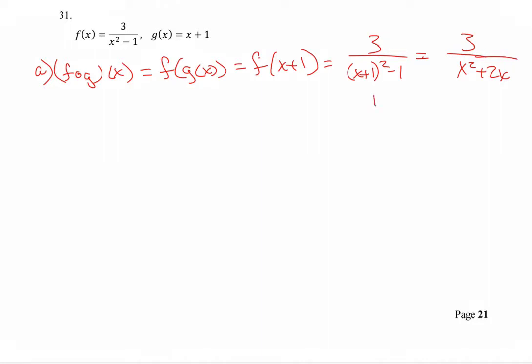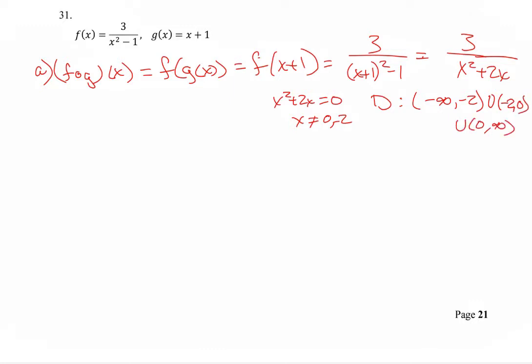And so my domain, so here I have x squared plus 2x equals 0. So x cannot equal 0 or negative 2. So my domain is negative infinity to negative 2 union negative 2 to 0 union 0 to infinity.